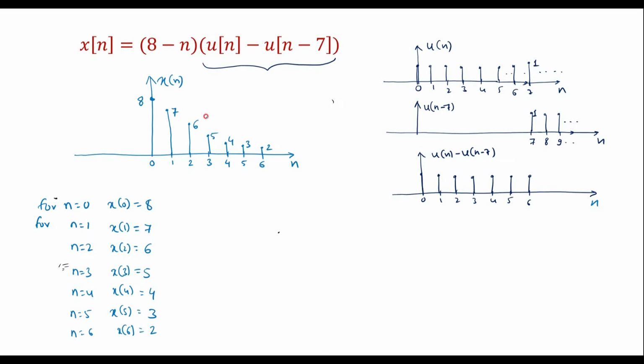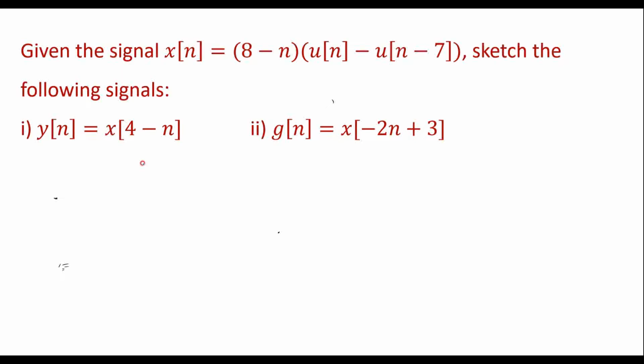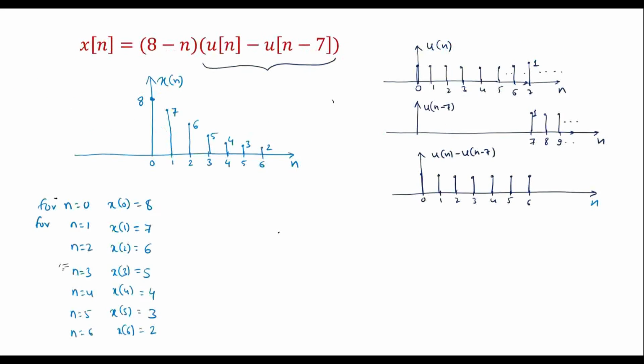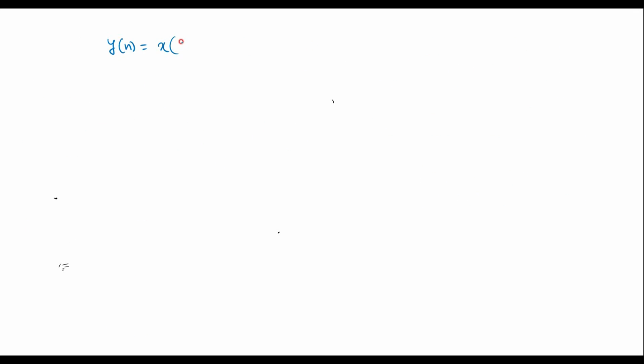Now with the help of x of n signal, we have to perform the next operation. Here we are supposed to sketch y of n signal, where y of n is equal to x of 4 minus n. So let me consider y of n signal now. So y of n is equal to x of 4 minus n. Here y of n signal can be computed in two ways. Let me solve the first method.